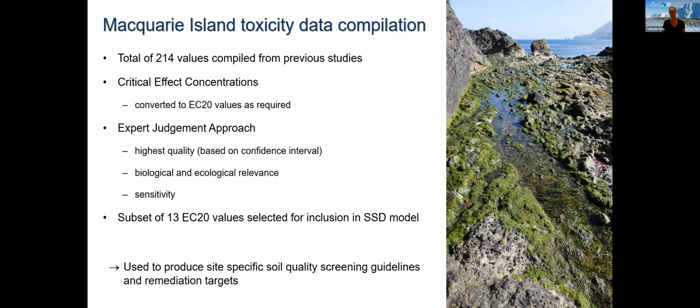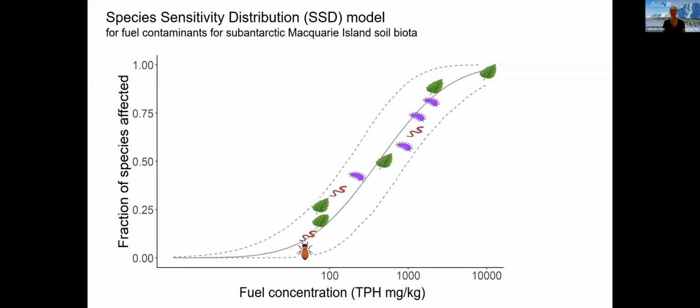From that expert judgment process, we then selected a subset of 13 values which were used for inclusion in the SSD model. This was then used to produce that site-specific soil quality screening guideline or remediation target for contaminated sites within the station area. So here are our 13 data points plotted in an SSD, and you can see the different invertebrates, plants and microbes each have different sensitivities to fuels. This species sensitivity distribution curve is fitted to these individual data points with those 95% confidence intervals.